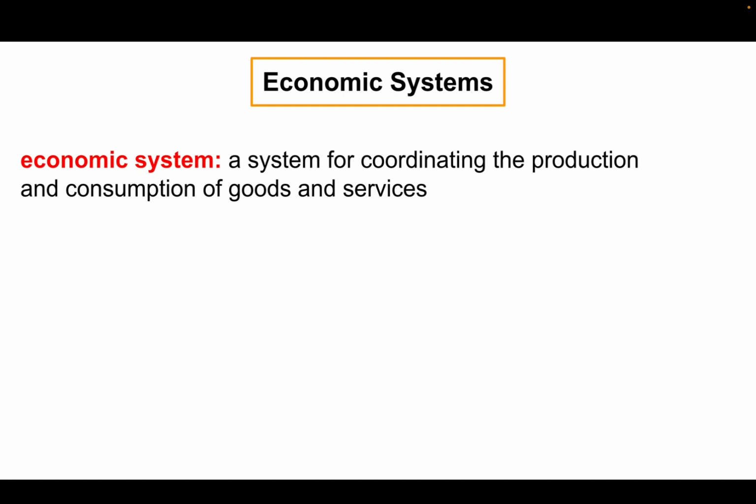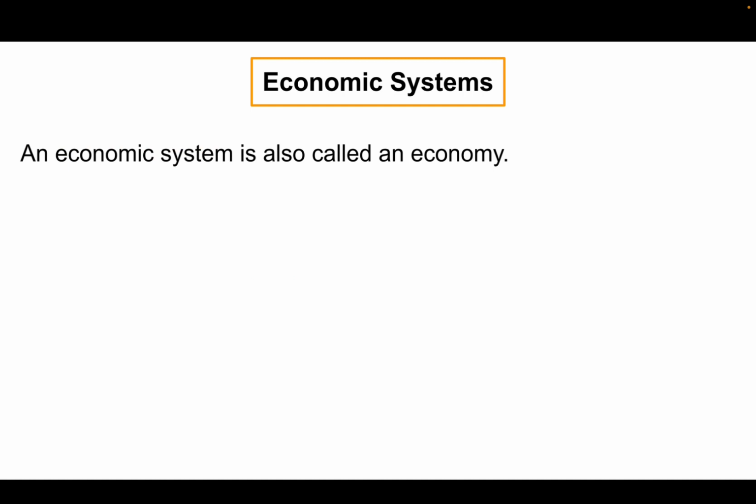Now, this definition may seem familiar to you because an economic system is also called an economy, and we talked about that word in the last video when we talked about macroeconomics. And so, again, this is another example of synonyms. We saw that in the last video with resource and physical capital. That there's multiple ways of saying the same thing. So, an economic system is also called an economy.